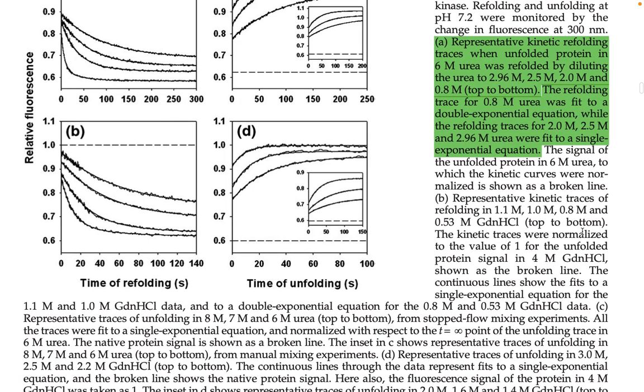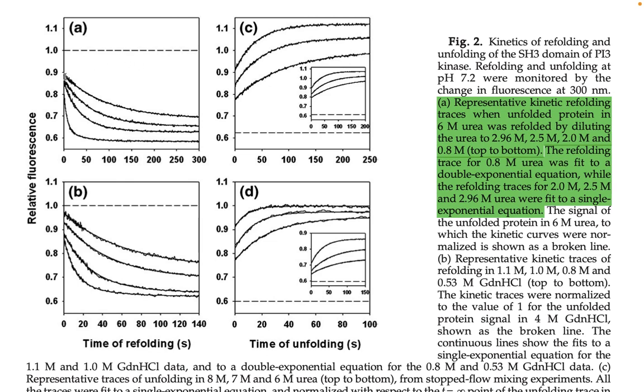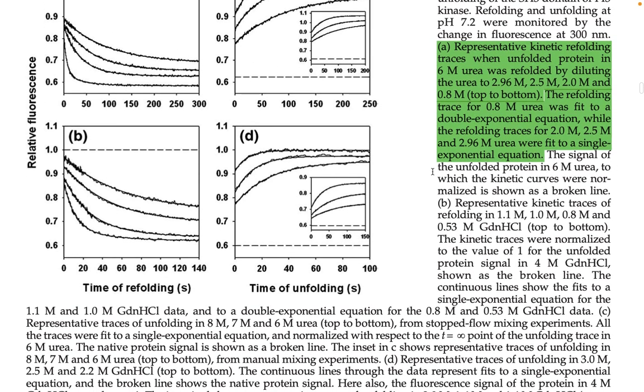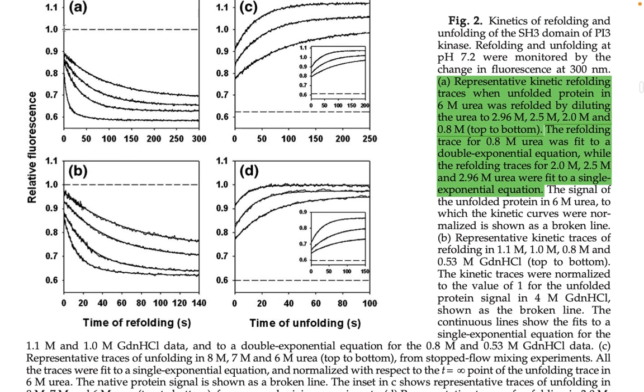Now, the signal of unfolded protein, so here it is. This would be the jump from 6 molar urea to 2.96, second is 2.5 molar, third is 2 molar, and this is 0.8 molar, which is fit to the double exponential. However, 2.96, 2.5 and 2 are fitted to a single exponential equation. Now, the signal of unfolded protein in 6 molar urea, to which the kinetic curves were normalized, is shown as a broken line. This fluorescence loss is called the burst phase.